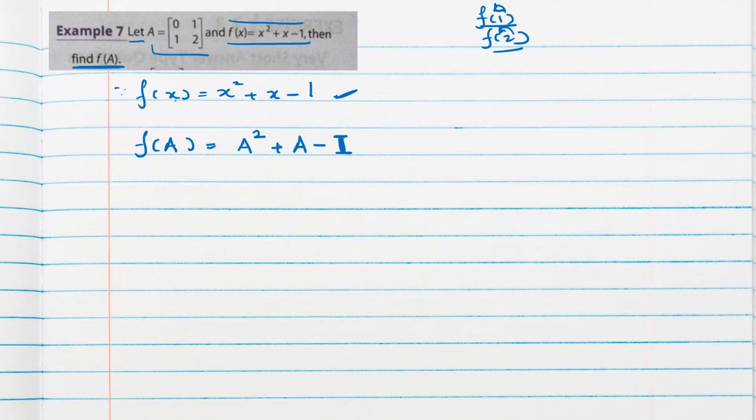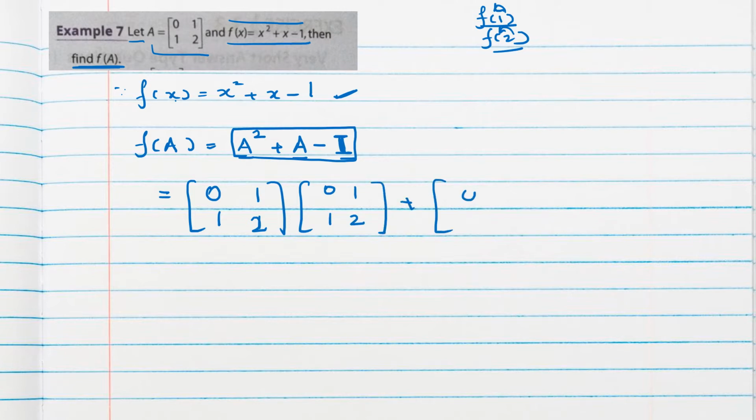So f of A we should find, that means we should find A square, the identity matrix we know, and then the value of this expression. Simultaneously we can do it, here I can write A square plus A minus identity, or you can find A square first, A is there already, after that you can substitute values in this expression. So 0 1 1 2, 0 1 1 2 plus A matrix minus identity matrix.